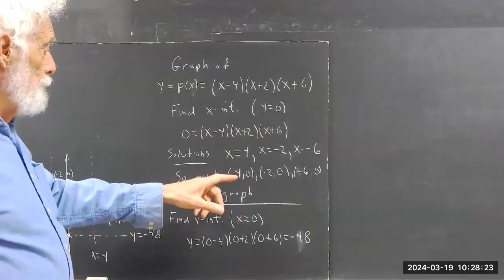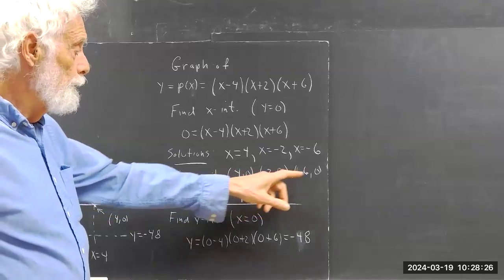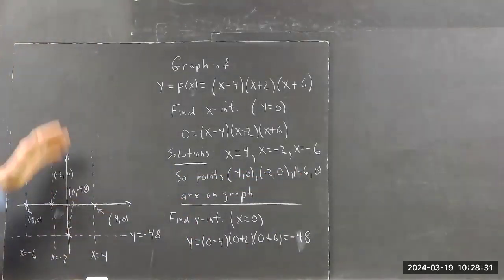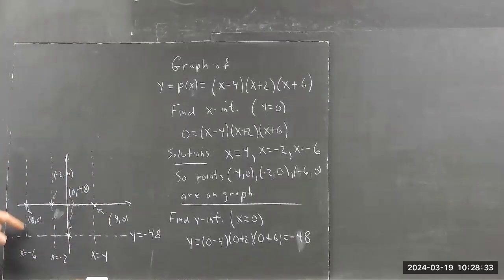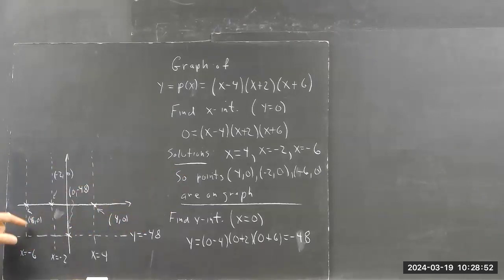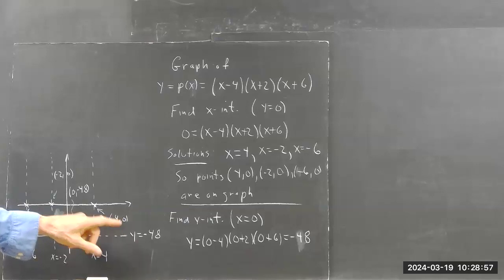So we know that the points (4, 0), (-2, 0), and (-6, 0) are on the graph. Well, I've already sketched those points on the graph. I've got the vertical dotted lines, x equals -6, x equals -2, and x equals 4. And the points on the x-axis that correspond to those x values are the points (-6, 0), (-2, 0), and (4, 0).